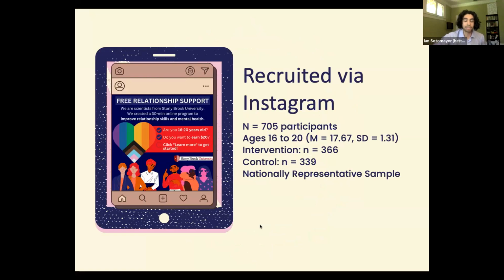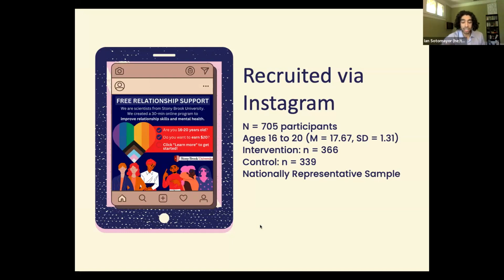Using social media advertisements, we recruited 705 participants who were between the ages of 16 and 20. While scrolling on their Instagram feeds, adolescents were presented with an ad for our study and a link that they could click on to begin the survey. Of the 705, 366 participants were randomly assigned to the intervention condition, and 399 were randomly assigned to the control condition. Our sample was racially and ethnically diverse and included Native American, Asian, Black, Latina, white, and mixed identities. We also had a sexually diverse sample, with the majority of participants identifying as members of the LGBTQ+ community.